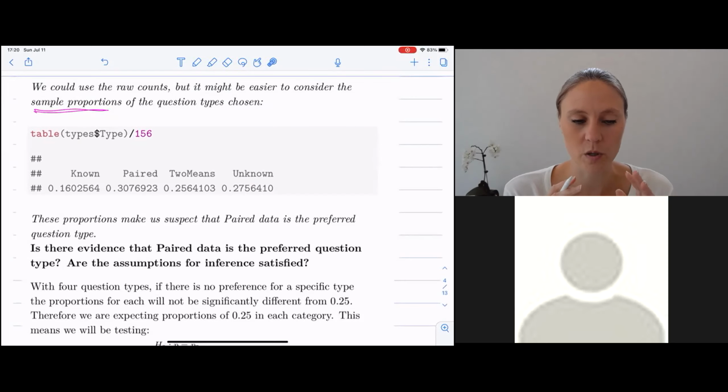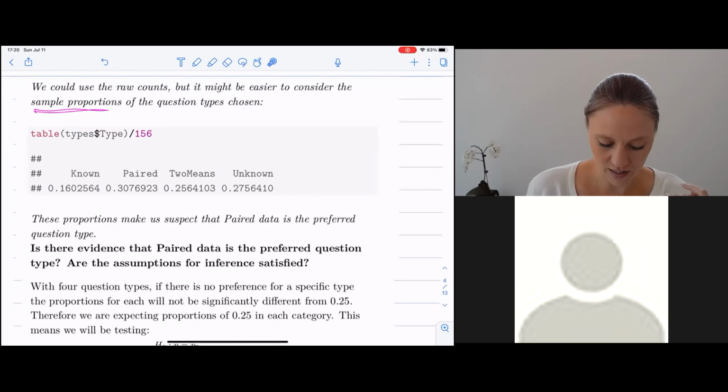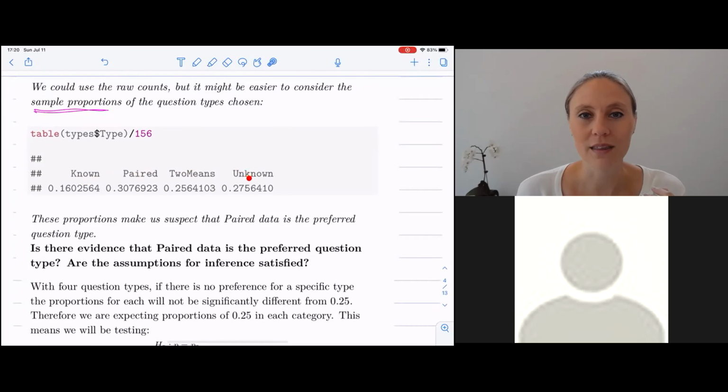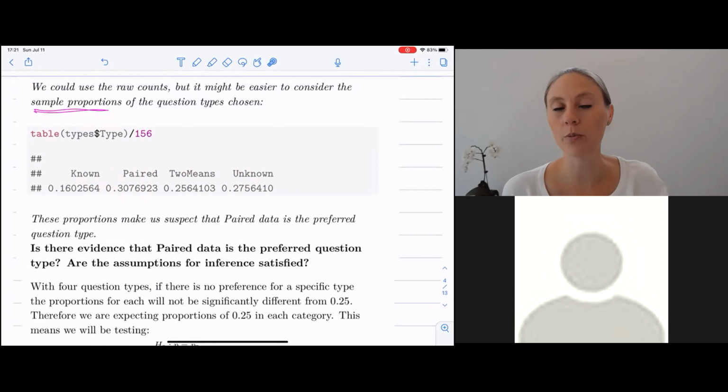But you just want to assume, for those hypothesized proportions, typically, unless there is some value given, in the case of 4 different categories, then the hypothesized value would be 0.25, right, 1/4. If there were 2 categories, then the hypothesized value would be a 50-50 split, so 0.5 and 0.5. So it depends on how many categories you have. But you just want to assume, okay, if there's no preference, then we would expect 1/4 of the students in each of these 4 categories.